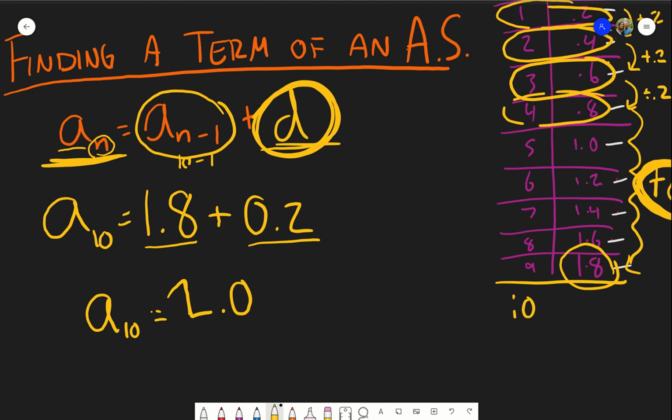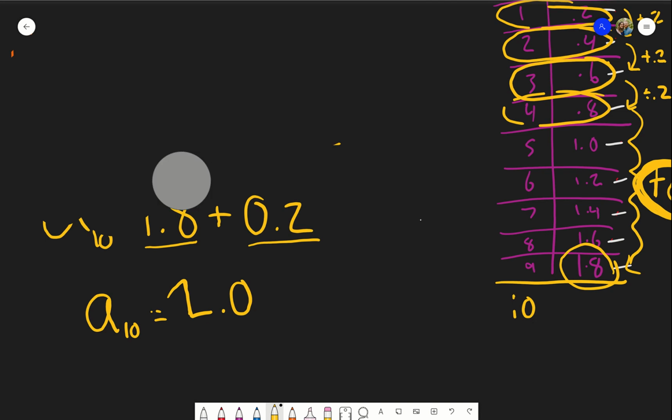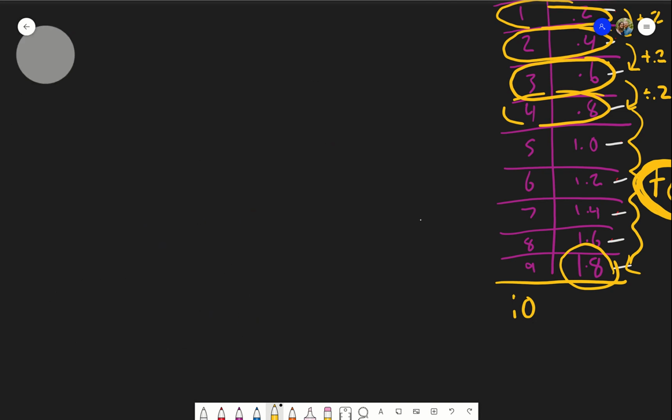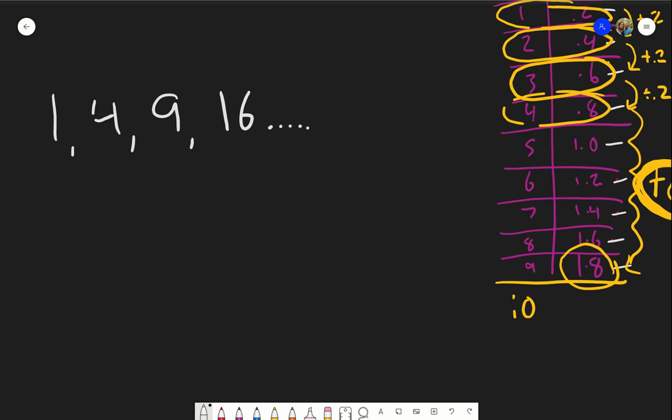All right, let's say I had this sequence here. Let's say I had the sequence 1, 4, 9, 16. Is this an arithmetic sequence? Well, to figure that out, we want to find the common difference. From 1 to 4, I add 3. From 4 to 9, I add 5. From 9 to 16, I add 7.